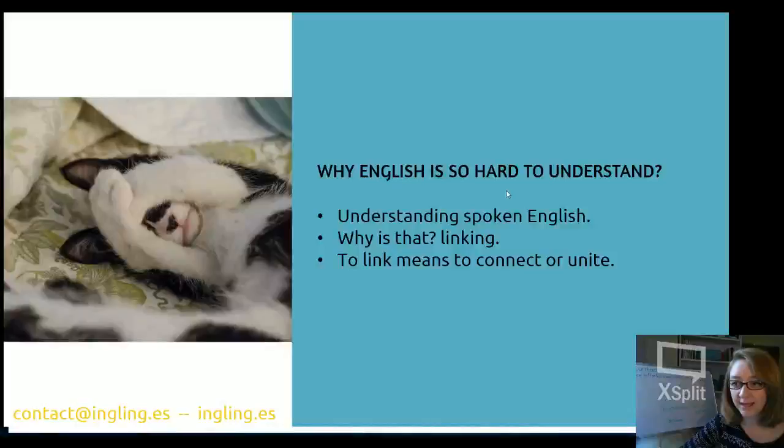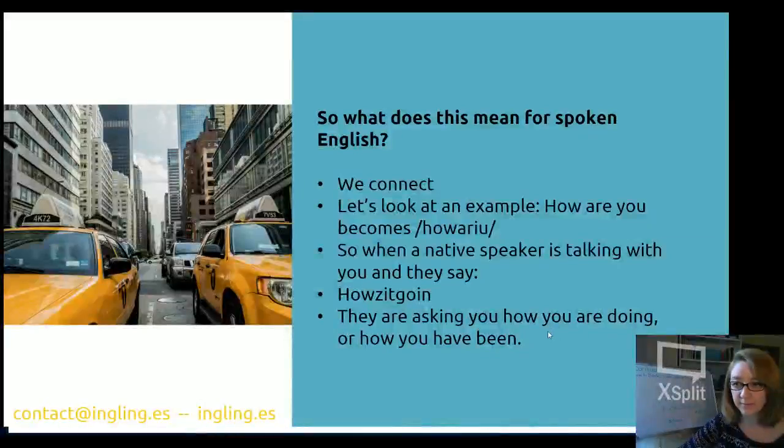Okay, why is English so hard to understand? Have you ever wondered this? English is so hard to understand because we do something called linking. Linking means to connect or to unite sounds together. So what on earth do I mean by that? Let's take a look. We connect words together. Let's look at an example.